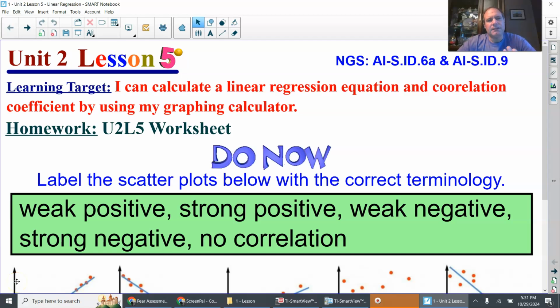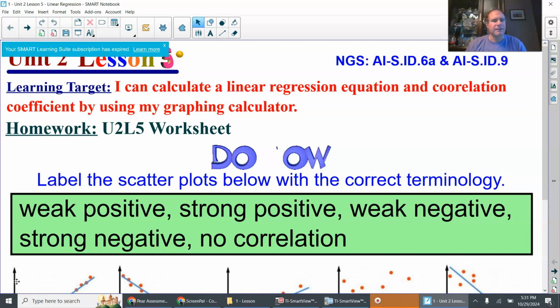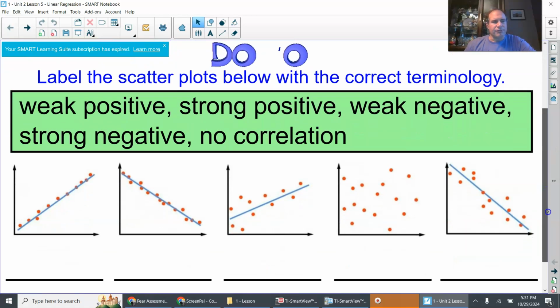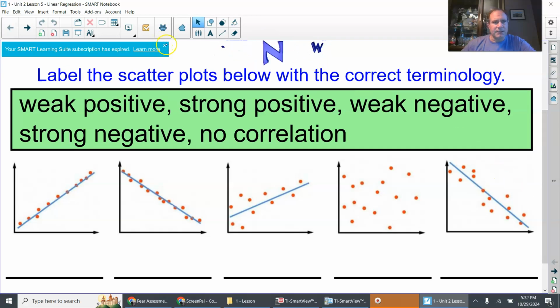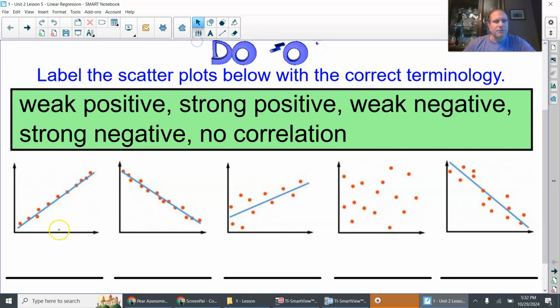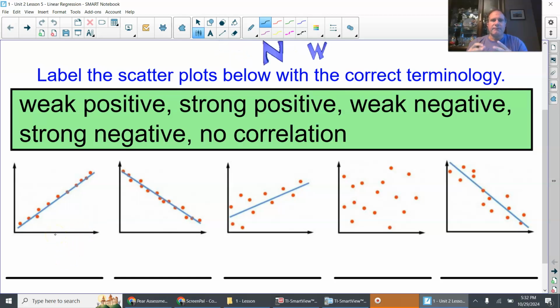Hello everyone. In this lesson we are going to learn about calculating linear regression equations and correlation coefficient using our graphing calculator. We're going to get right to it with the do now, and it's pretty easy as far as the scatter plots go. Remember, every time that you have a strong positive, that is when the points are clustered together, close to the trend line itself. So we are going to say that this is a strong positive.